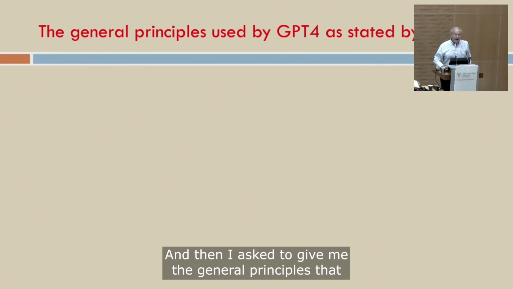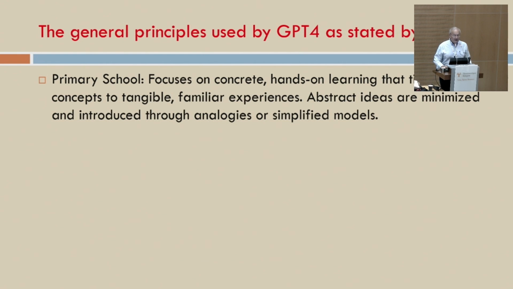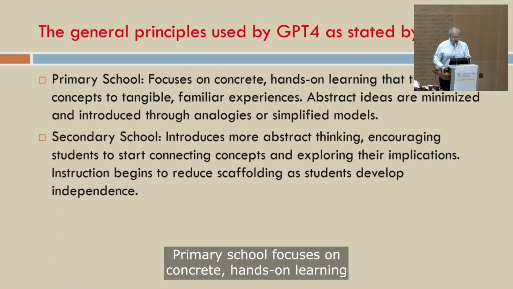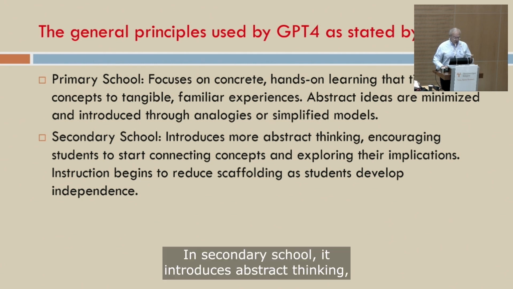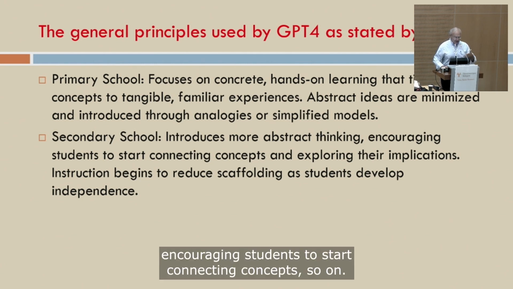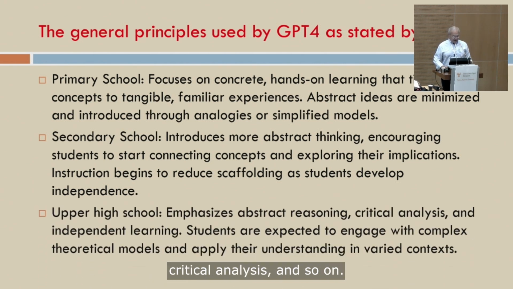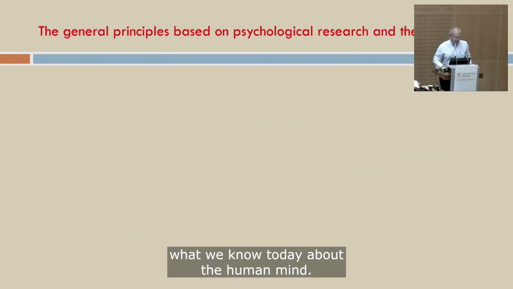And then I asked it to give me the general principles that were used to propose all of these curricula. That's what I got. Primary school focuses on concrete, hands-on learning that ties new concepts to tangible, familiar experiences. Abstract ideas are minimized and so on. In secondary school, it introduces abstract thinking, encouraging students to start connecting concepts and so on. In upper high school, emphasizing abstract reasoning, critical analysis, and so on. Very close to what I would expect, actually, based on what we know today about the human mind.